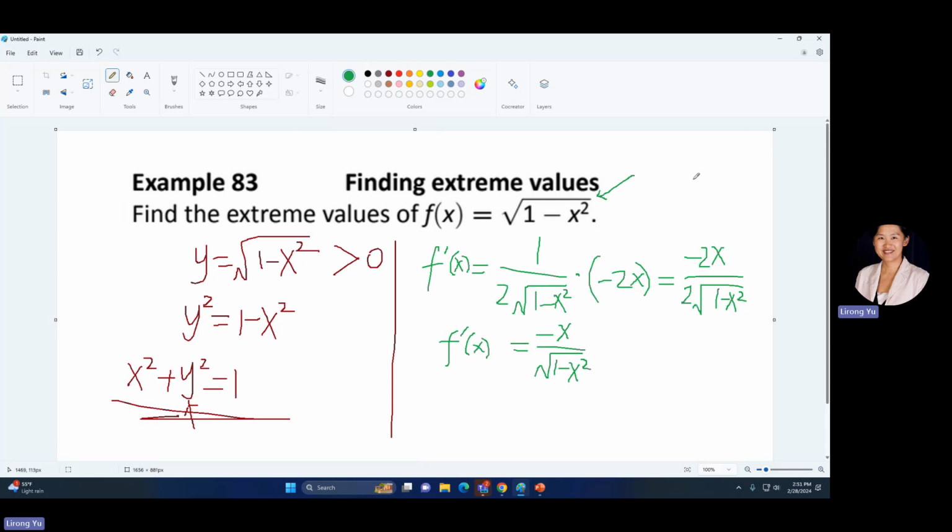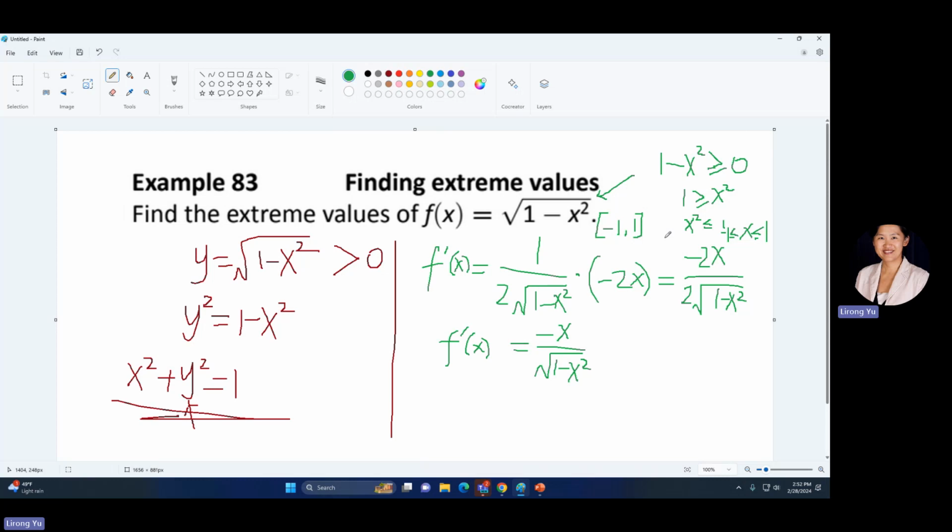Now let's think about critical points. This function has a domain where 1 minus x squared has to be bigger than or equal to 0, because you can't take the square root of a negative number. You have to guarantee this is positive or 0. So 1 is bigger than x squared, so x squared is smaller than 1, so x is between negative 1 and positive 1. The natural boundary is the interval from negative 1 to positive 1. You can try x equal to 2 or x equal to 5, but they are not defined for the function. So the x value has to be anything between negative 1 and positive 1.